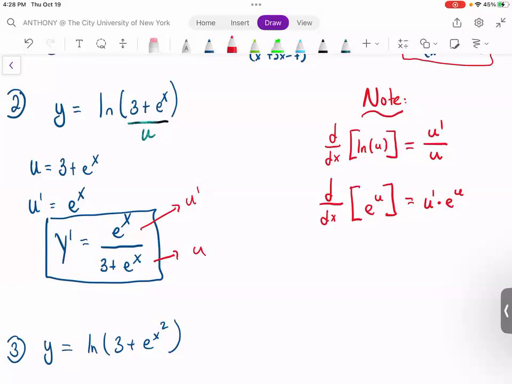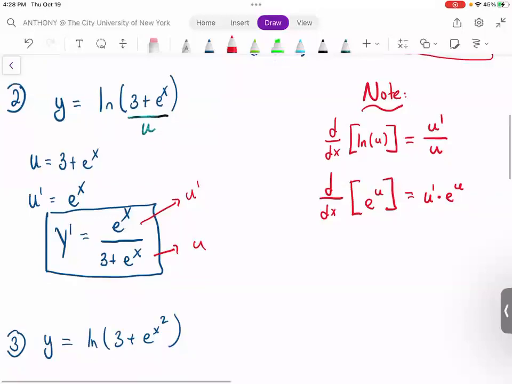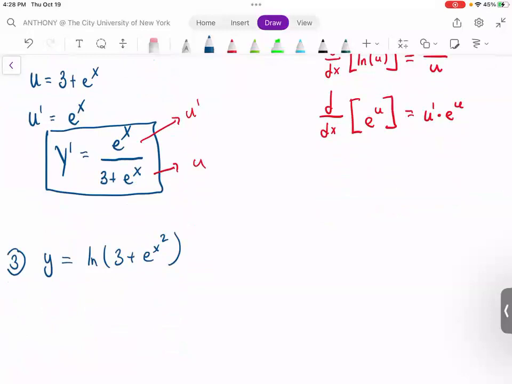Okay, let's look at number 3 where it gets a little bit more interesting now. Number 3 says y equals ln of 3 plus e to the power of x squared. So what do you think will be my u?